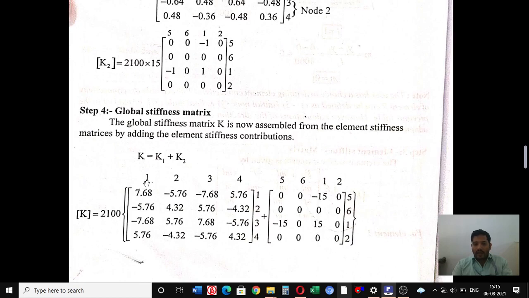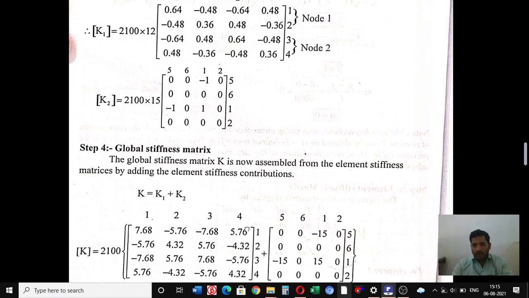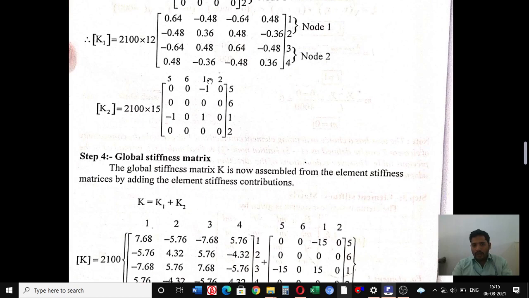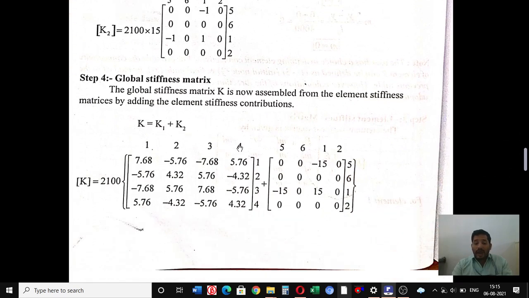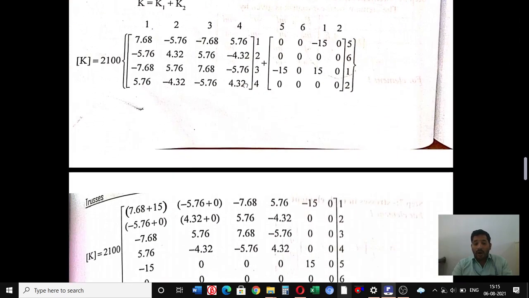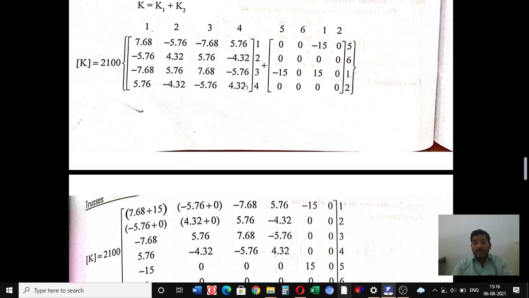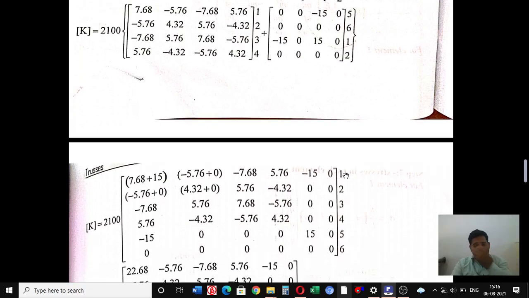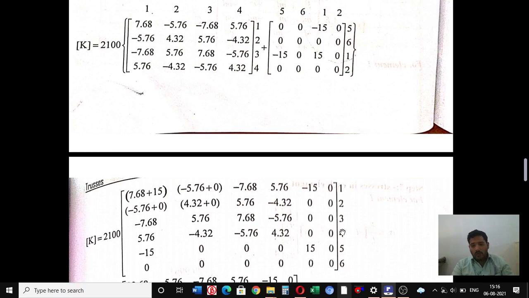Then after that this is 1 2 3 4. We can write here 1 2 3 4 5 6 1 2. But this matrix we have to write in systematic order. Then how to write? That is the most important. First of all you have to write here first, second, third, fourth, fifth, sixth. In the row you have to present 1, so in the column you have to present like this 1 2 3 4 5 6, and here rows 1 2 3 4 5 6.